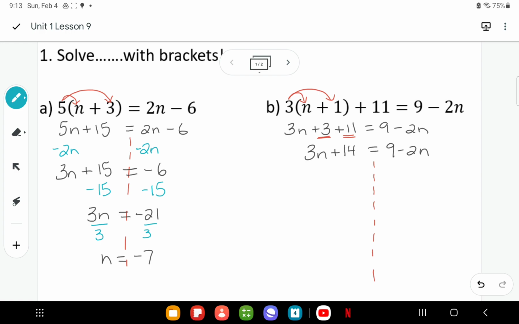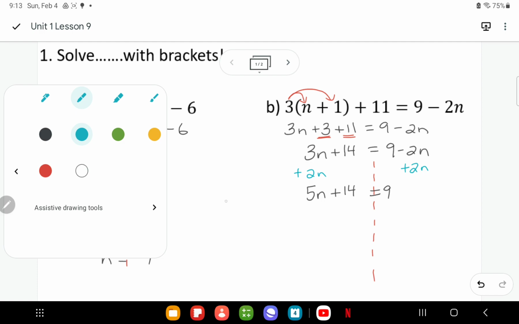Now, here I need to get all of my n's to the same side, to the left side. So I'm going to deal with getting rid of this negative 2n. The opposite operation is adding 2n, and I have to do that on both sides. So here I've got 5n plus 14 equals 9.